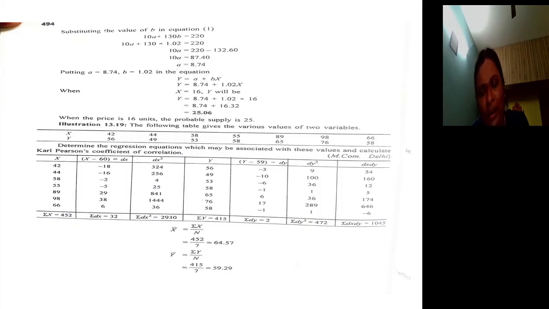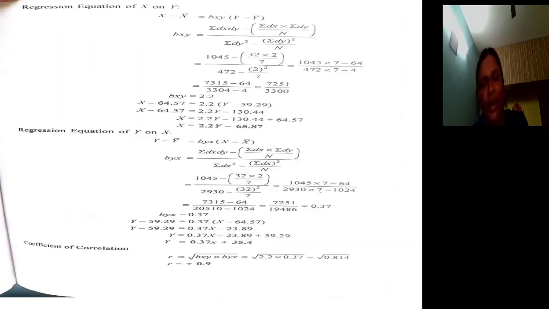So they have not taken from the values which are there in x or y, they have taken some other value, but it is within the values of x as well as values of y. They calculated dx, dx square, dy, dy square, then multiplied dx with dy to arrive at the answer. So bxy is equal to summation dx dy minus summation dx into summation dy divided by n, whole divided by summation dy square minus summation dy whole square divided by n. So they arrived at bxy as 2.2.